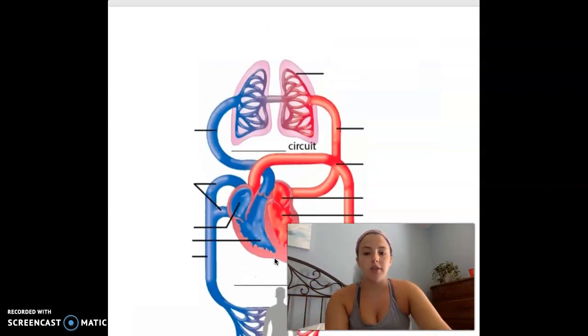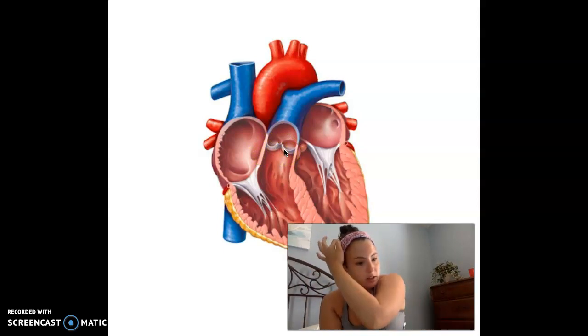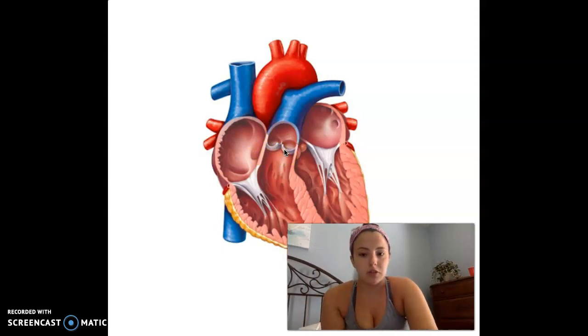Then within the heart, there are these different valves. So these are the semilunar valves, which prevent backflow of blood from the arteries to the ventricles, and it also maintains the pressure on the arteries.